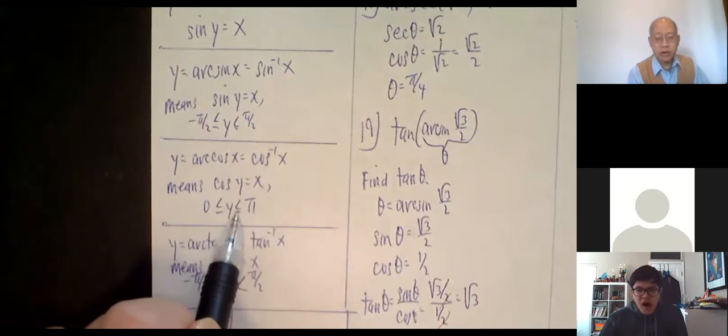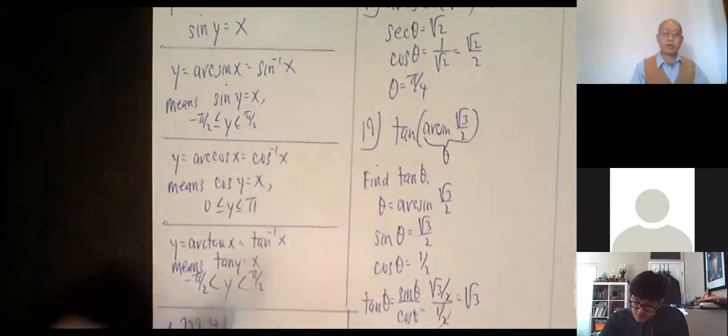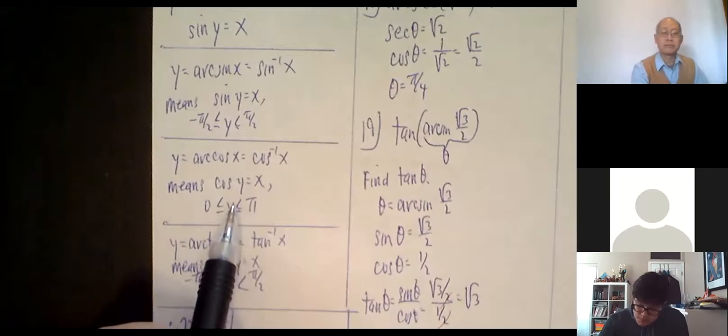Again, it's in order to make it a function. It may not be evident now why we have that, but this is to prevent us from having multiple answers. We only want one answer. We want a function, essentially.